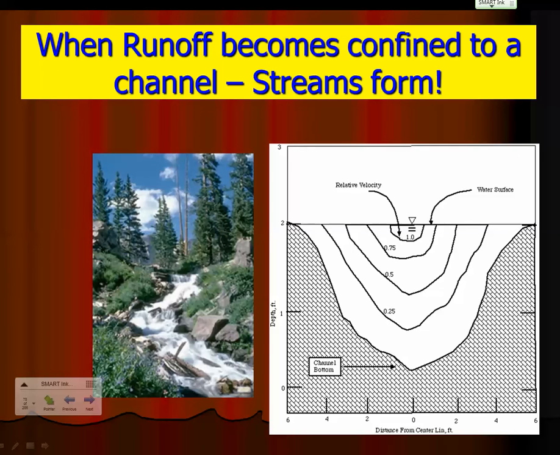In this diagram to the right, you can see how this is a stream channel and how water speeds are represented here. It's usually fastest flow near the top, just below the surface. There's the least amount of friction there. There's always friction along the edges where the stream channel meets the rock around it, and that slows down the water. And everywhere else it's moving a little bit faster, but the fastest, the least amount of friction is usually in the middle, just below the surface.